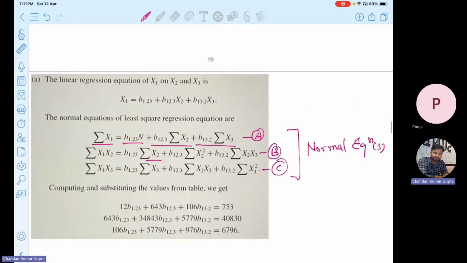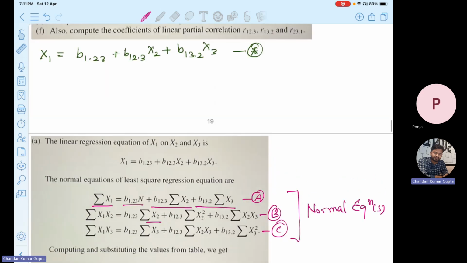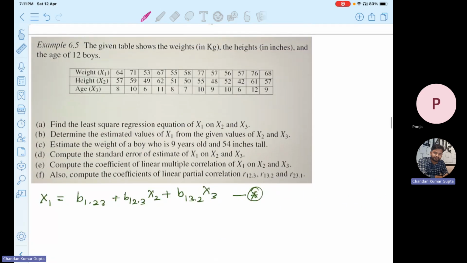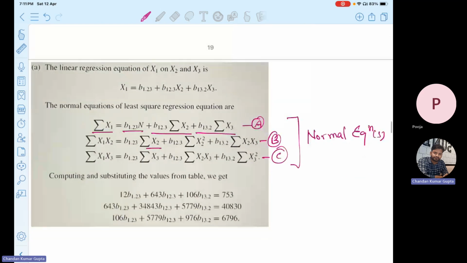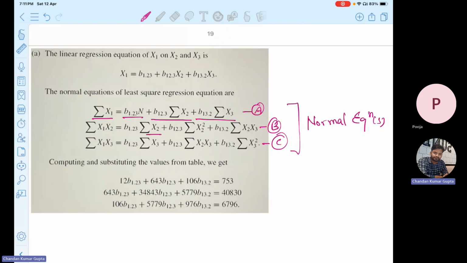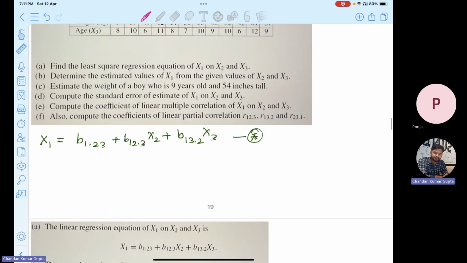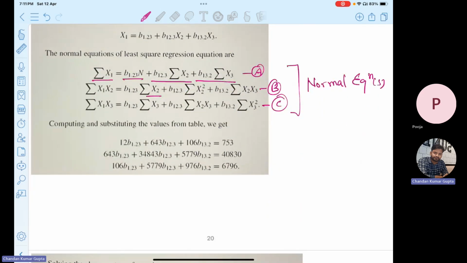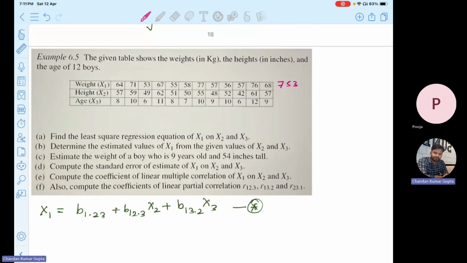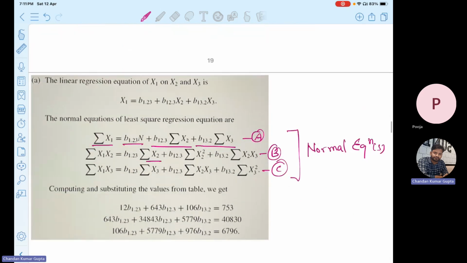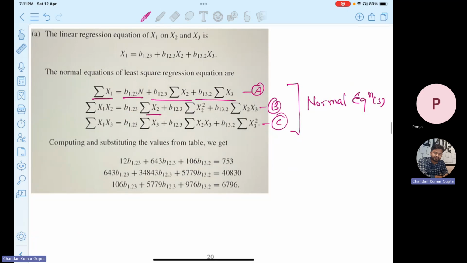So putting the values, summation x1, where x1 is weight, is 64 plus 71 plus dot dot plus 68. Once we sum, we find it is 753. The next sum, summation x2, is 643, and for age, x3, it is 106.